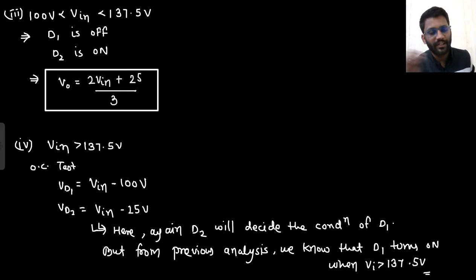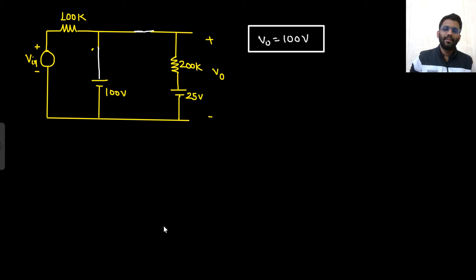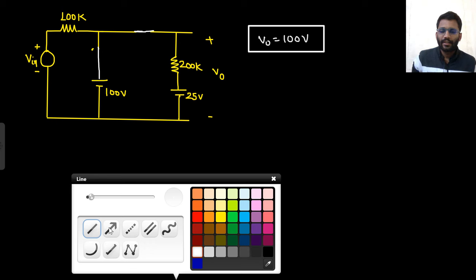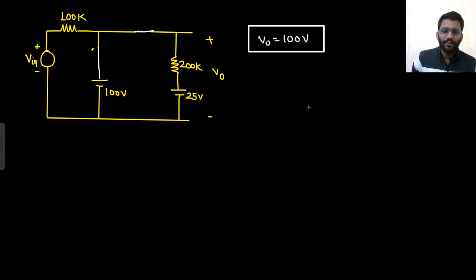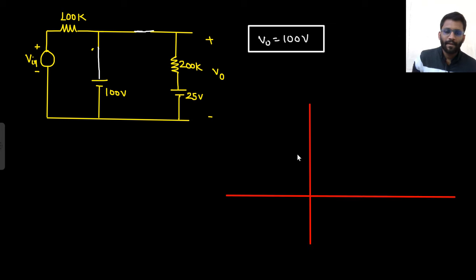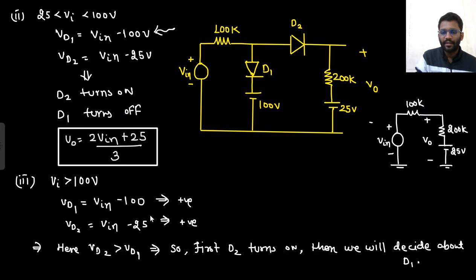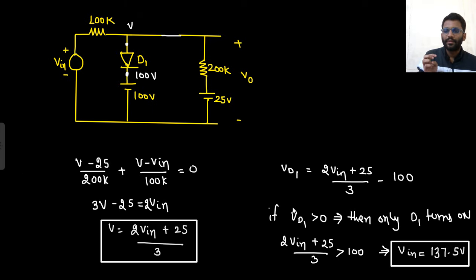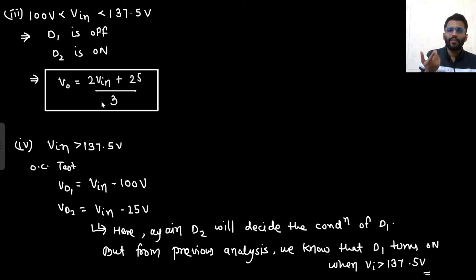So when D2 turns on and we decide the working condition of D1, we got to know that Vin has to be greater than 137.5 volt, and at that time D1 will turn on. And if D1 turns on, what happens? V0 is 100 volt. Well and good. Let's make the transfer characteristics, V0 versus Vin. So what were our breakpoints? 100 is not a breakpoint. The breakpoint is 137.5 volt, because from 100 to 137.5, it remains the same only.